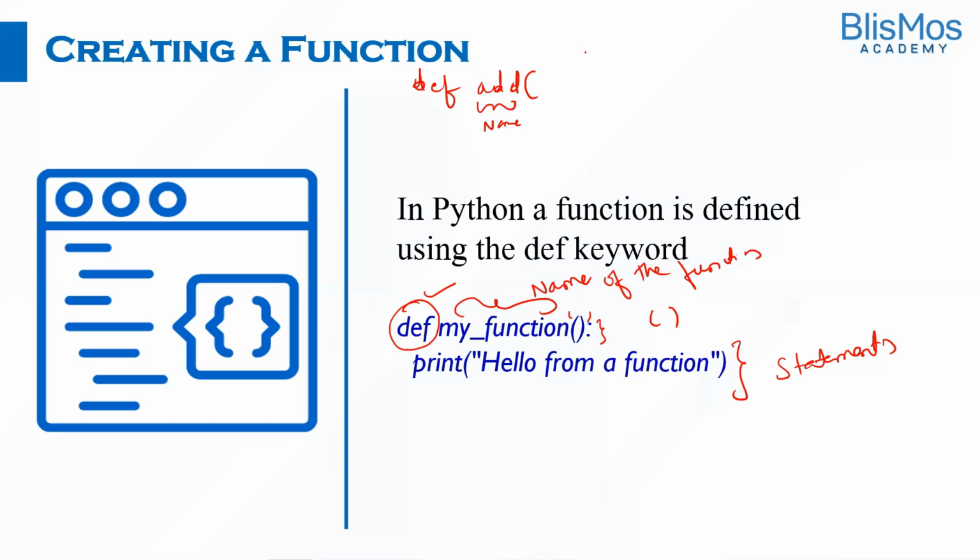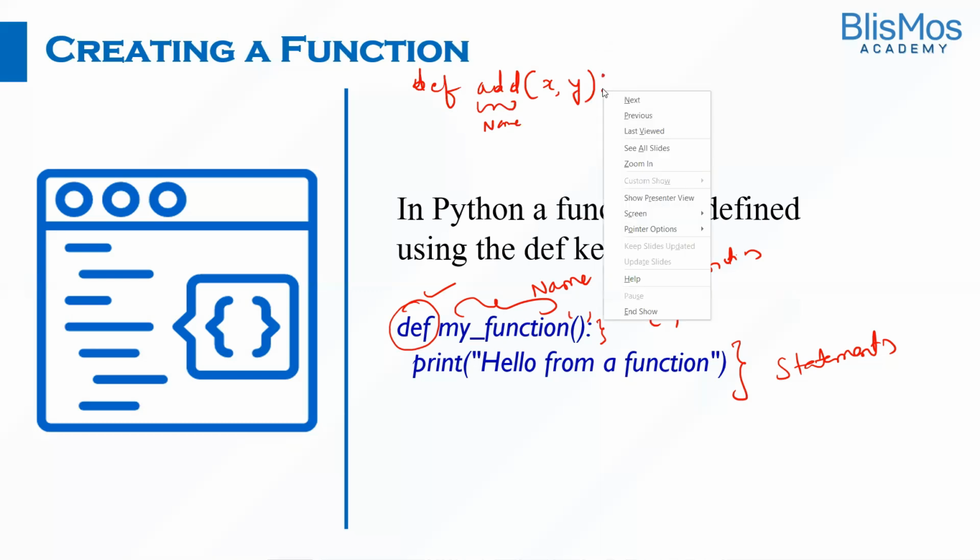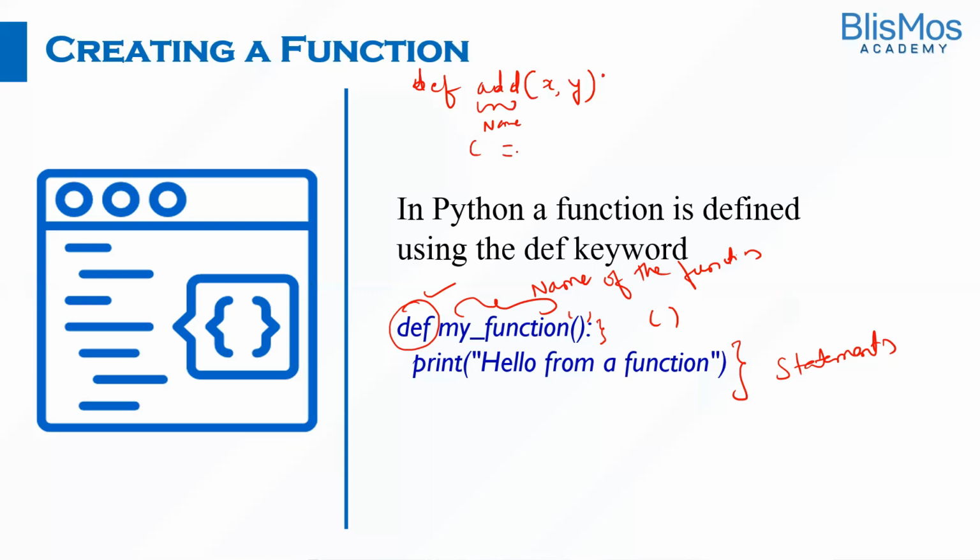Open a brace. Since you need two numbers to be added, and you will not be adding the same numbers again and again, right? For that you need to pass the parameters or arguments. Here we are passing x and y. Then we have to specify the colon. After that, provide a statement of what needs to be done. In this case, c is equal to x plus y. Go ahead and say print c.